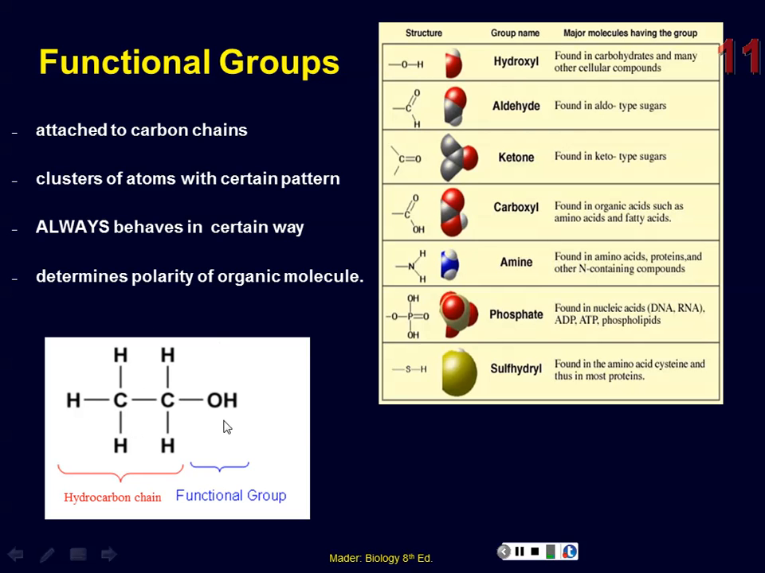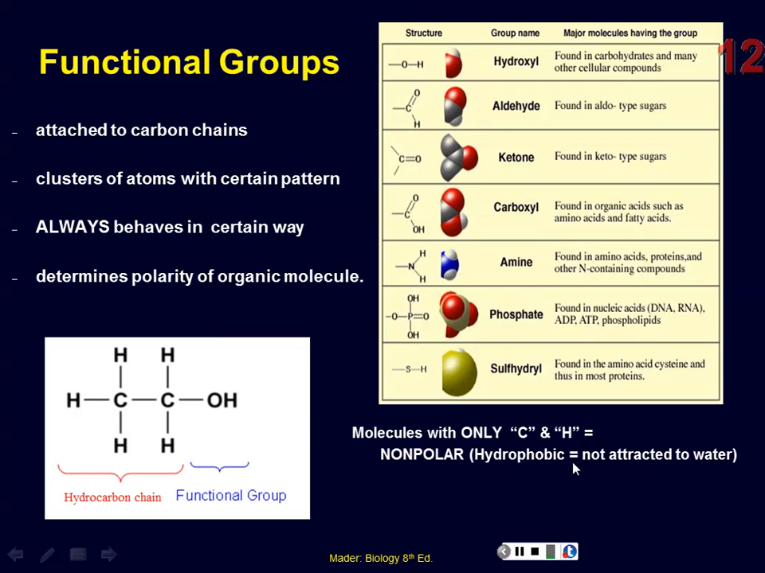We have an area that's nonpolar and an area that's polar on that molecule, okay? So let's make sure we understand, just to summarize what we've talked about so far. Molecules with only carbon and hydrogen are nonpolar, hydrophobic, which means they're not attracted to water, right? We can add these functional groups, and they can make it polar or hydrophilic, or attracted to water. So that summarizes what we've talked about so far.